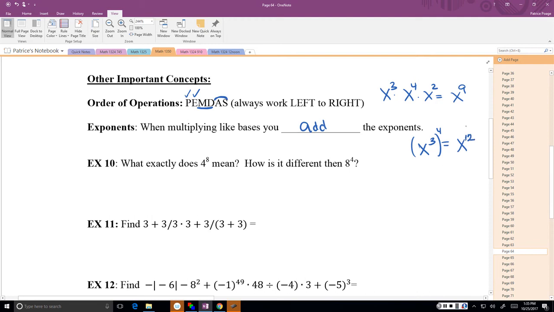Okay. So what exactly does 4 to the 8th mean? Yeah, 4 times 4 times 4 times 4, 8 times. And is it different than 8 to the 4th? Yes, 8 to the 4th is 8 times 8 times 8 times 8. Okay, very different, very different. Okay, so let's see how we did.